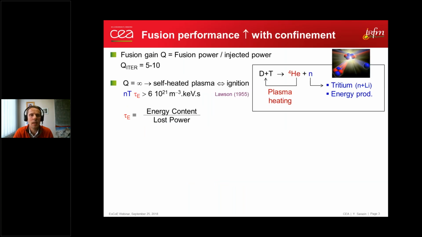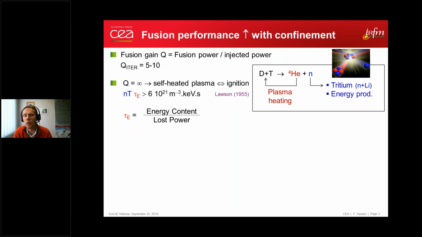So let's start. So fusion aims at producing fusion power, and to have an estimate of the performance of the machine, we use the fusion gain, which is the ratio of the fusion power divided by the power injected to heat the plasma. And the target in ITER is to reach in steady state Q equal to 5, and for more performant discharges Q equals 10.